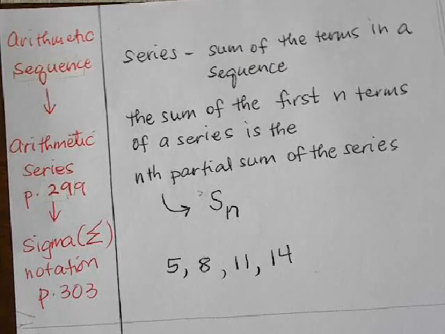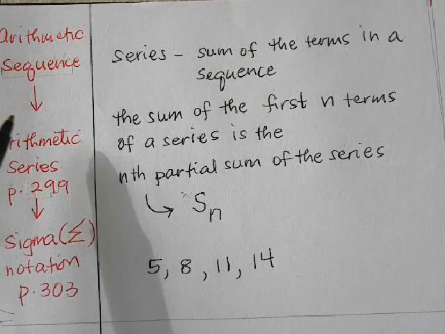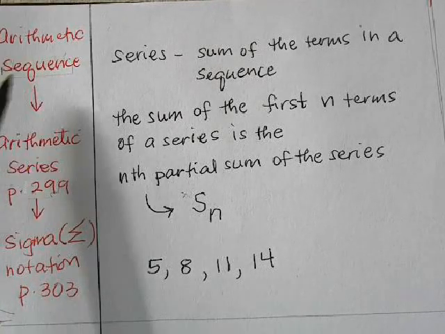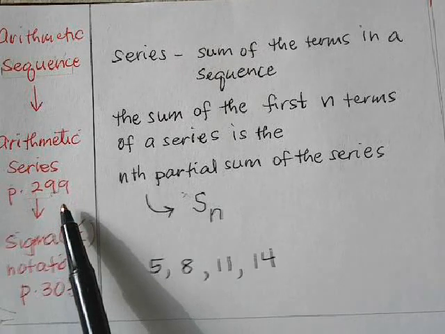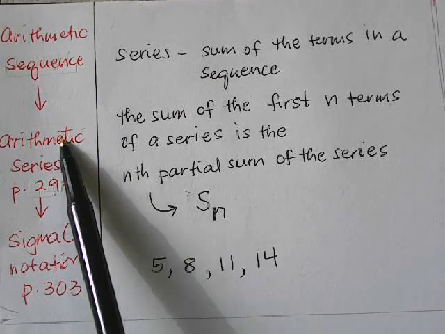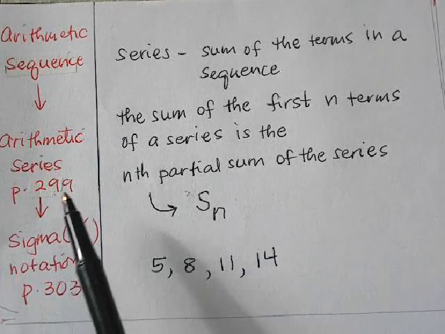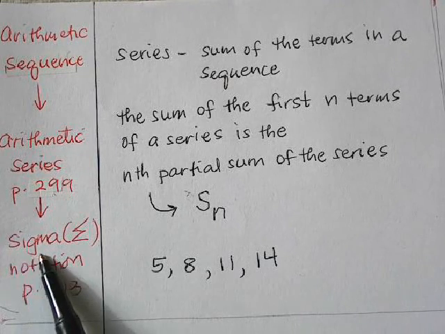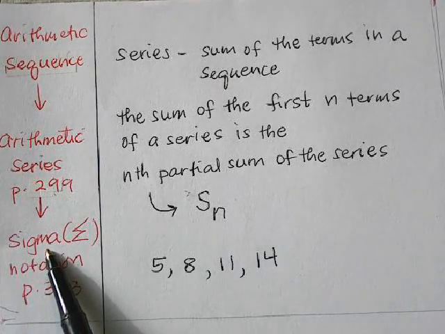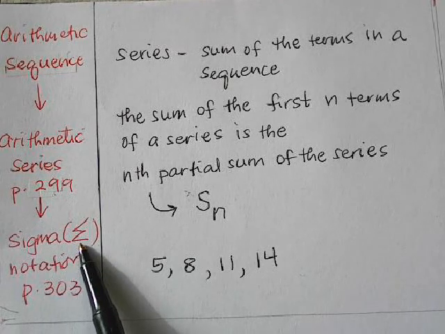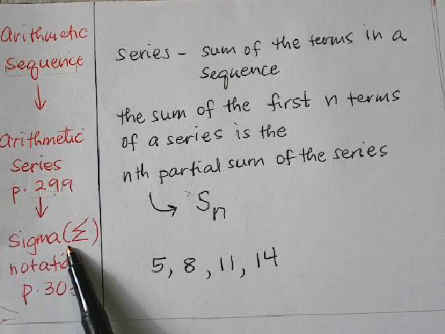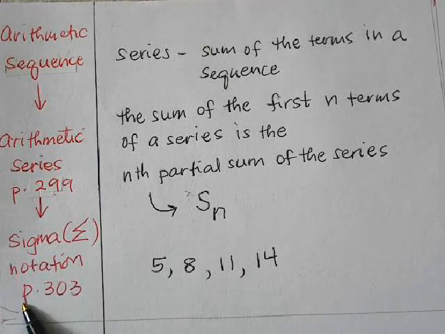So in the last lesson we studied arithmetic sequences, and in this lesson we're going to study arithmetic series. It's page 299 of your book, and the second lesson will be on sigma. Sigma is a letter in the Greek alphabet. It's the 18th letter, and that is the symbol. That's how they write sigma, and it is their equivalent of our letter S. So sigma notation is on page 303.